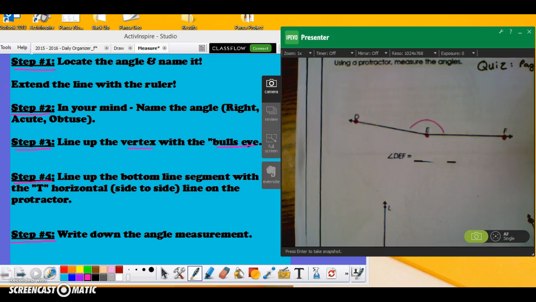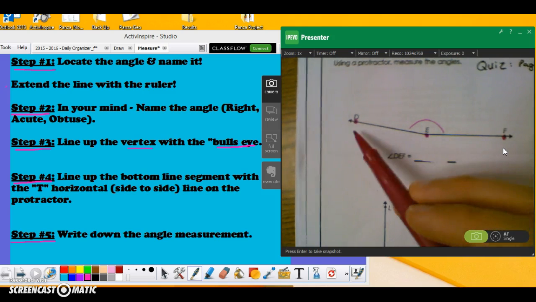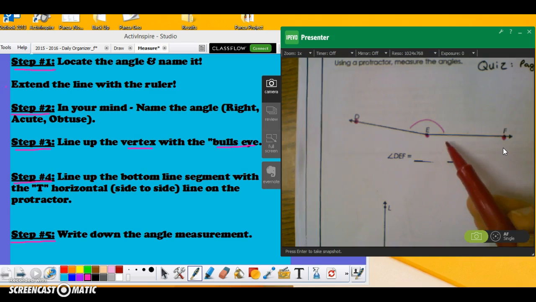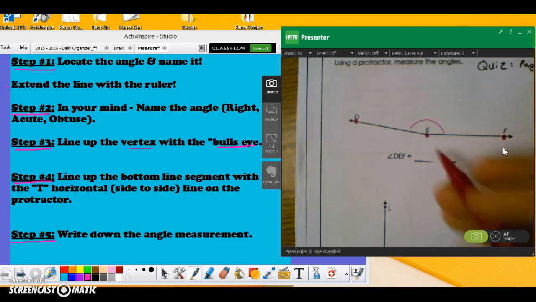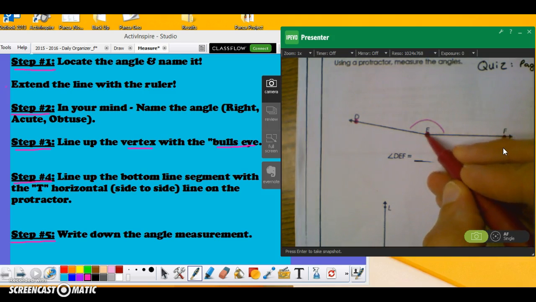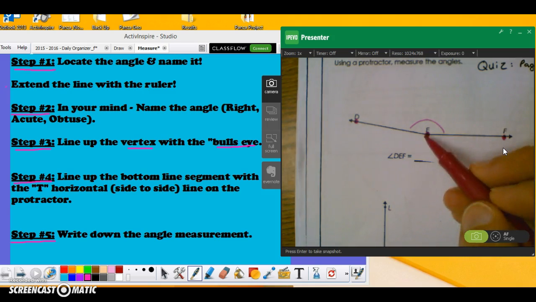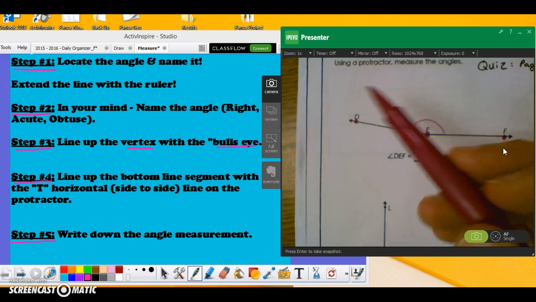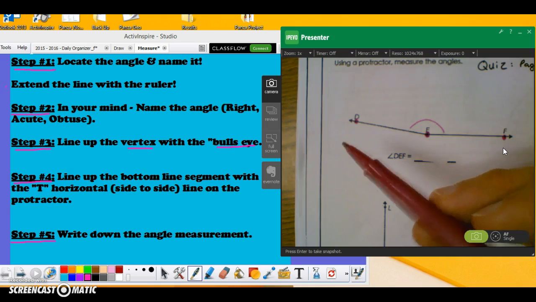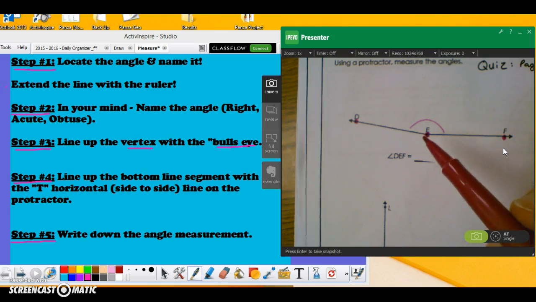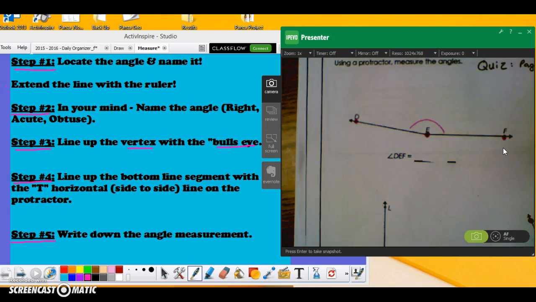Remember when we looked back at step 3, we talked about a vertex. The vertex is where 2 line segments or 2 lines meet in the middle. And in this case, line segment DE meets up with line segment FE at this vertex, point E. That means that vertex needs to match step 3 in our directions. Before we get to step 3, though, we need to take a look at the first 2 steps a little bit more in detail.